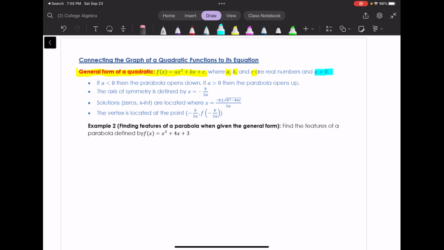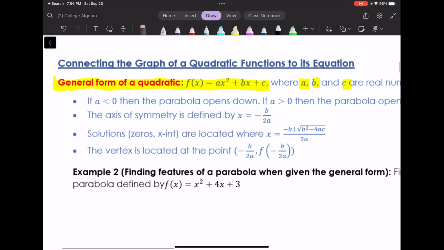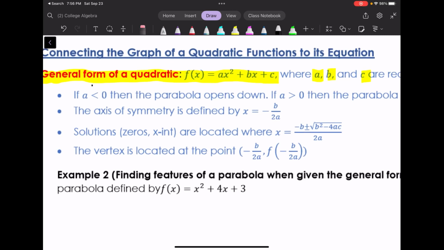And one of your questions in your problem set says, well, what would happen if a was 0, and why is that not allowed? But we'll think more about that later. Some important features that we can tell about the parabola or the graph of the quadratic function from its equation. First, if a is less than 0, then the parabola opens down. And remember, for a number to be less than 0 means it is a negative number.